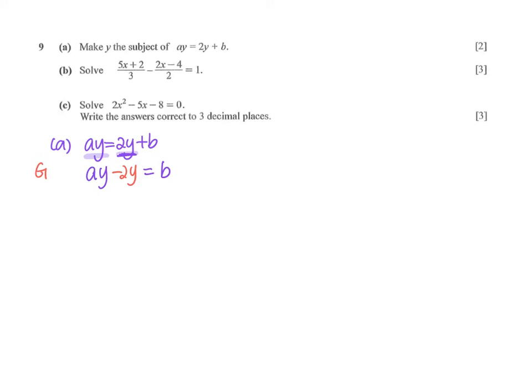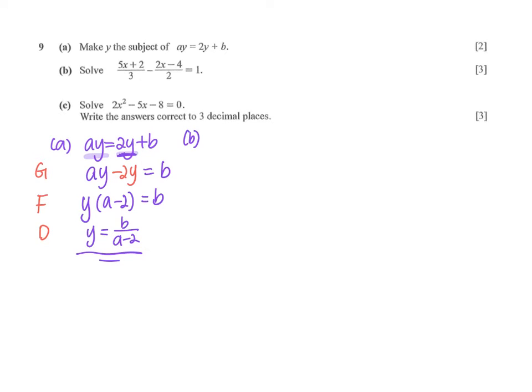Next, we will have F for factorize, and we want the term y, so we're going to factorize out y. This will be a minus 2 equals to b. And then we have D, divide. Okay, so we're going to divide to get y equals to b over a minus 2. This whole expression is the answer.